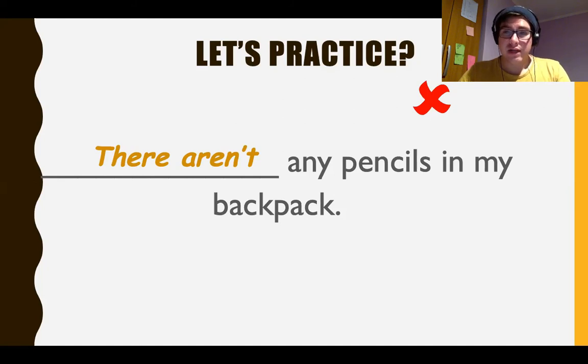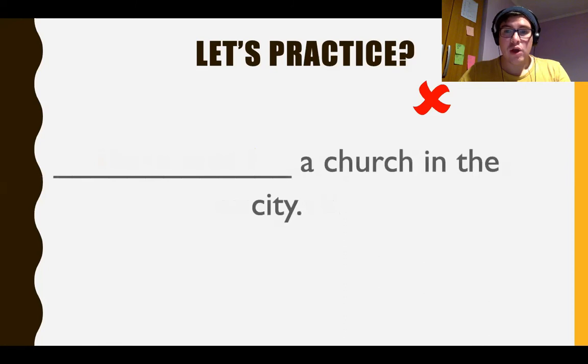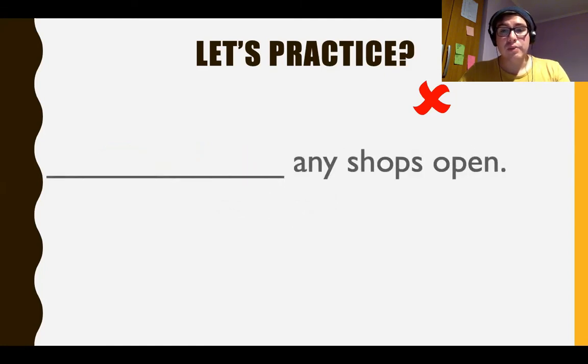Let's go with a different one now. A church in the city. Should we complete with there isn't or there aren't? There isn't a church in the city. Let's go with this one. Any shops open? Should we complete with there isn't or there aren't? In this case, there aren't any shops open.